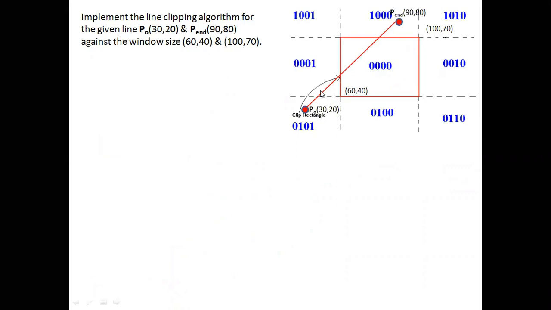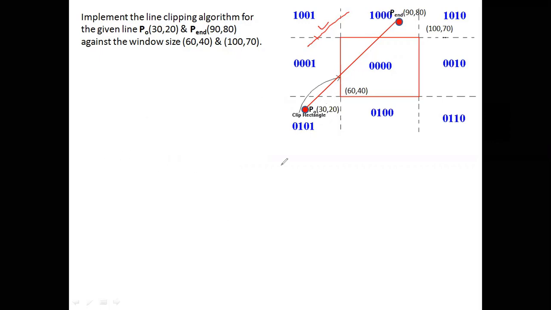Okay, so let's solve this problem. The line is given with endpoints (30, 20) and (90, 80). This is the same case that we have done with this. In this case also we have done the clipping, but there the line was clipped and in the second attempt the line was completely rejected, but the clipping was performed. But in this case again we have to do the clipping.